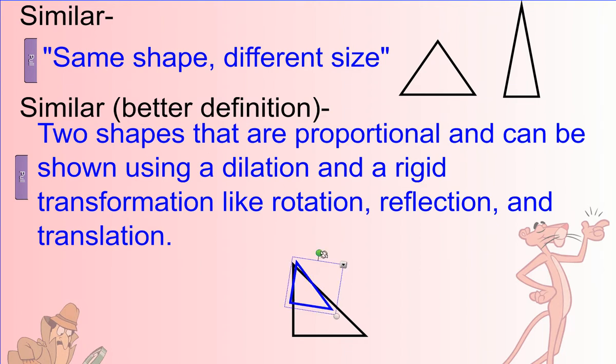If I rotate it, it's still similar. If I translate it, it's still similar. If I would flip it around, it's still similar. So all that makes something similar is that it has a dilation and some other transformation that doesn't change the shape, any of these rigid transformations we talked about in the previous module.